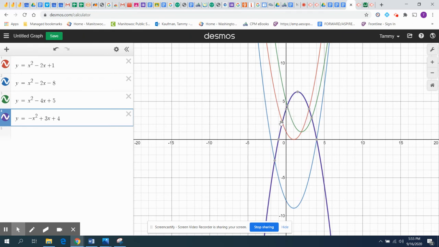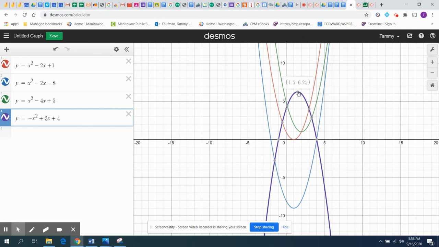All of them, if you noticed, had a y-intercept. So every one of them crossed the y-axis. And when we get to x-intercepts, that's a little different. If you look at this one right here, it crosses the x-axis in 2 places. This red one crosses it in 1 place. The green one crosses it not at all. So depending on the parabola, it might cross the x-axis, it might not.